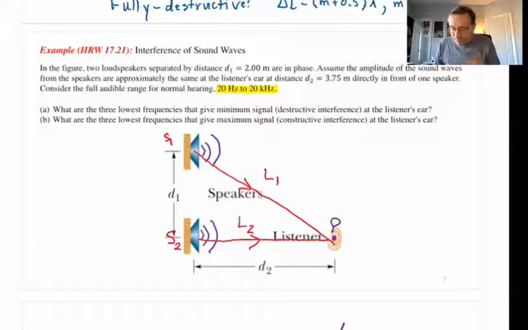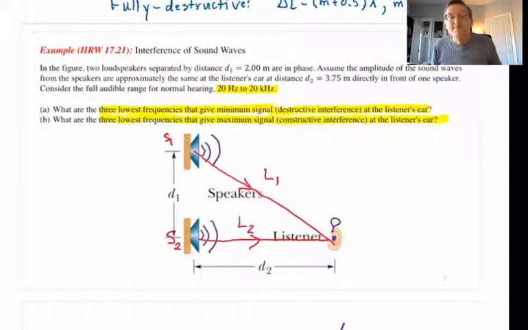Question A: what are the three lowest frequencies that give a minimum signal, destructive interference at the listener's ear? And then B, what are the three lowest frequencies that give maximum signal, constructive interference at the listener's ear?